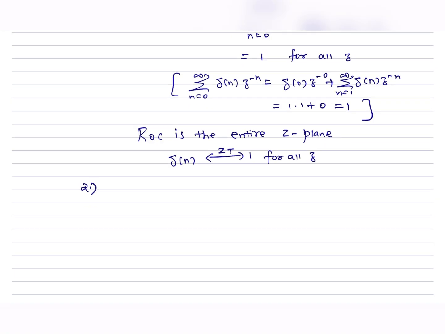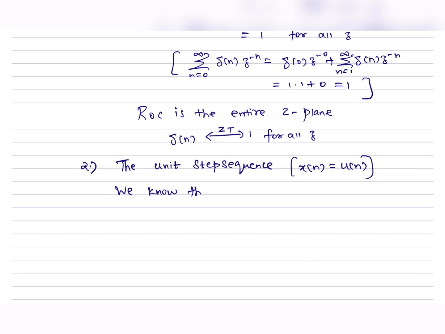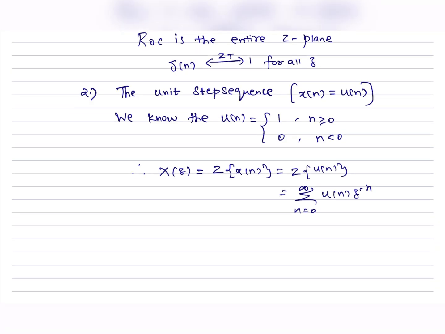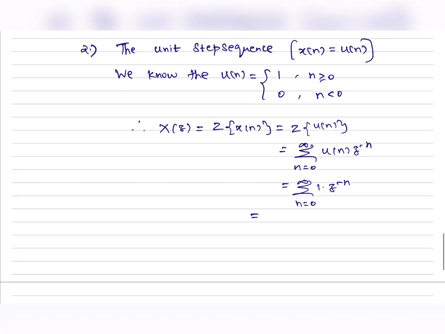Now coming to the next sequence, we call it the unit step sequence, x of n equal to u of n. We know that u of n takes the value 1 for n greater than or equal to 0, and 0 when n less than 0. Now we have the z transform X of z equal to Z of x of n, which is equal to Z of u of n. And what is that? Summation n runs from 0 to infinity, u of n z power minus n, which is the rule. You know very well, for n greater than or equal to 0, the value of u of n is 1. Therefore we get 1 into z power minus n.